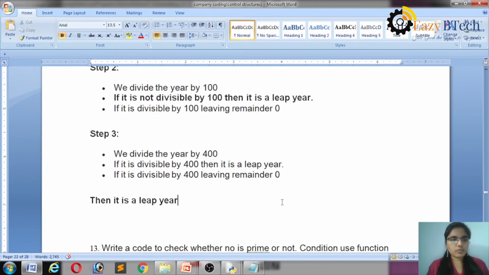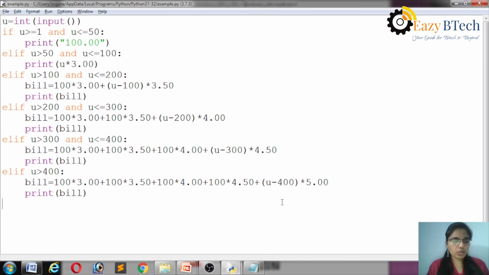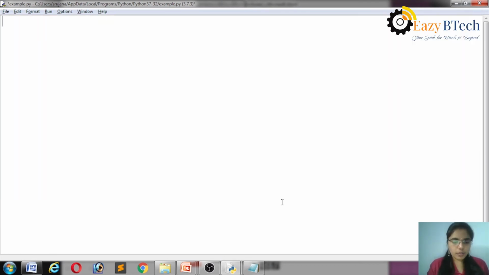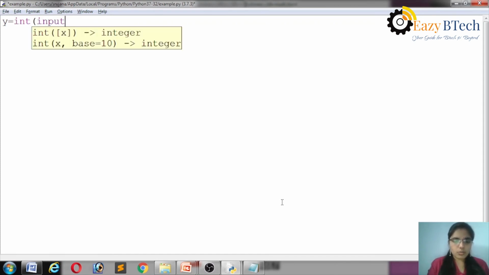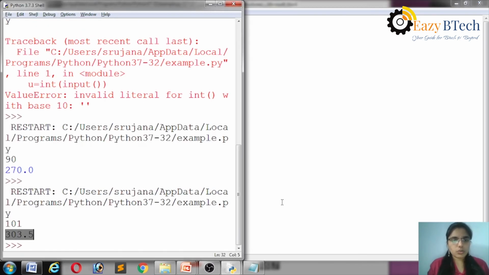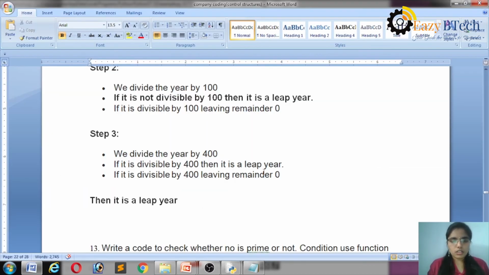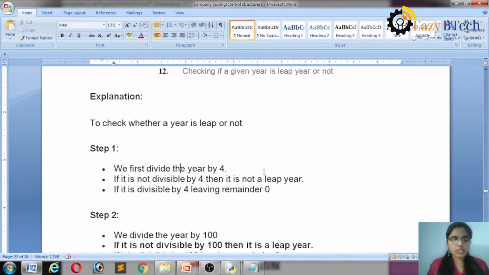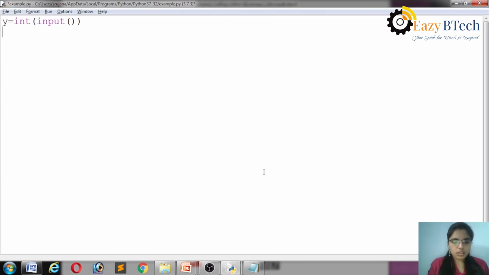Let's write a code for this. Leap year or not. Here I am taking input, for example, y is equal to int of input. So what is the first rule? The year must be divisible by 4. If y modulo 4 is equal to 0, a year which is divisible by 4 is automatically called a leap year.